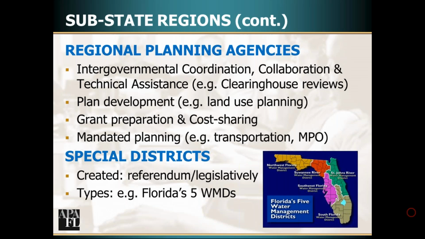Another thing that's done on a smaller regional basis is special districts. I've got here the map for Florida showing where the 5 water management districts are. These are regional agencies of the state to deal with water quality, water supply, flood protection, and environmental protection throughout Florida. They can be either created by referendum, which is done a lot in other states, or in Florida, they're all done legislatively. But this is where the 5 are.